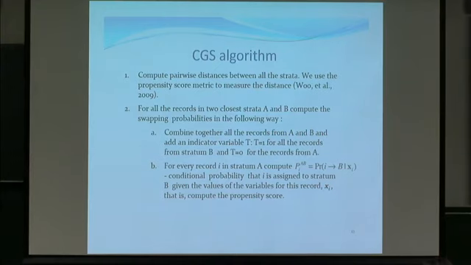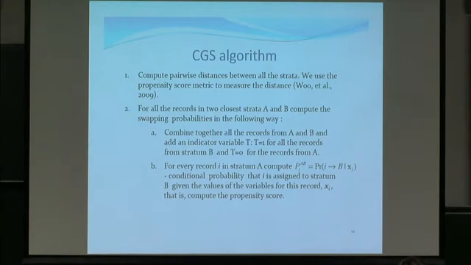So then for the records in, let's say, two closest strata, A and B, we're going to compute swapping probabilities in the following way. For every record i in stratum A, we will compute the conditional probability that this record is assigned to stratum B, although it's from A, but we'll compute the probability that it belongs to B, given the values of the variables for this record.